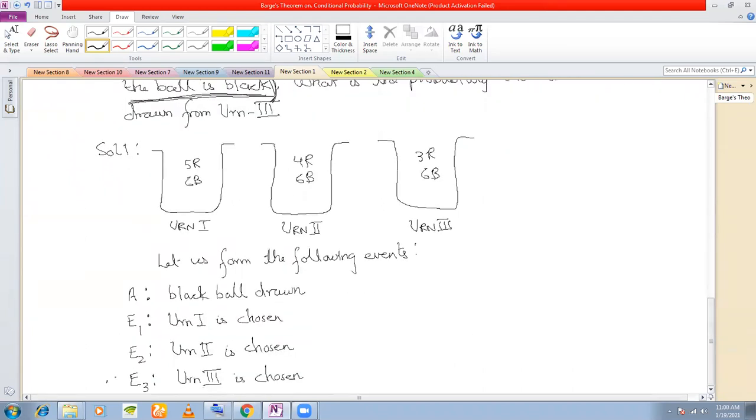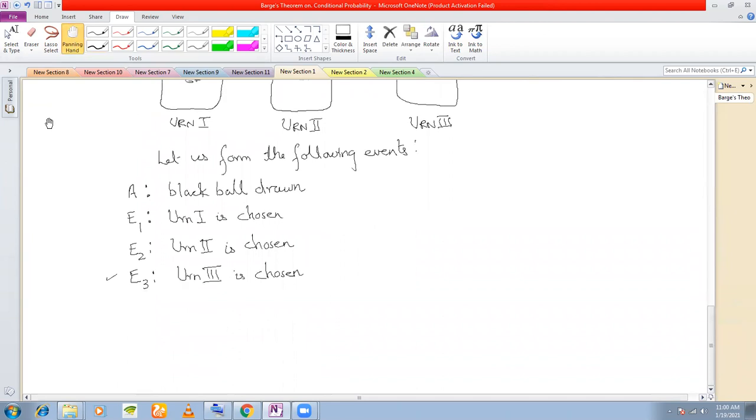So urn 3 is what? E3, right? That means we have to find P(E3/A). What is the given event? That the black ball is drawn. That means we have to find the probability that urn 3 is chosen given that a black ball is drawn. Is that absolutely clear?